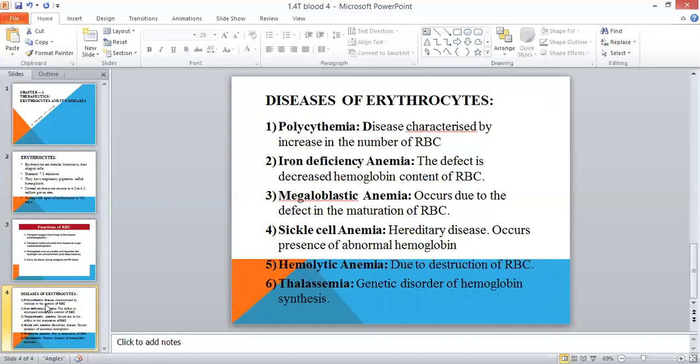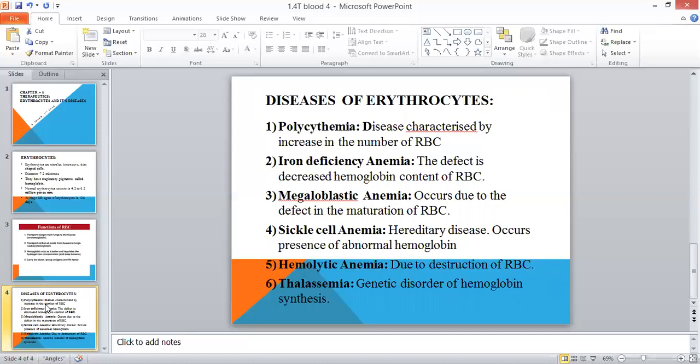Next is megaloblastic anemia. It is called macrocytic anemia. This type of anemia occurs due to a defect in the maturation of RBC. For the maturation of RBC, both vitamin B12 and folic acid are necessary. So this type of anemia occurs due to the deficiency of vitamin B12 and folic acid.